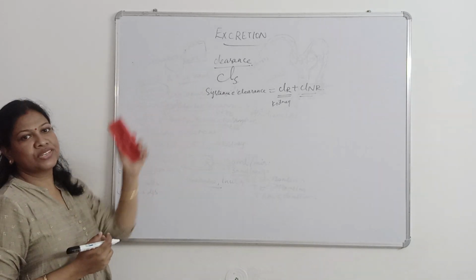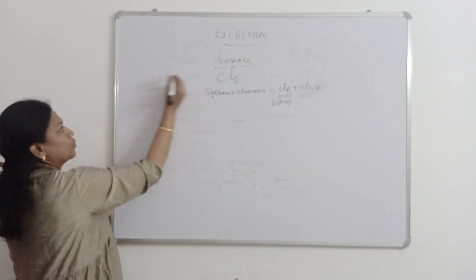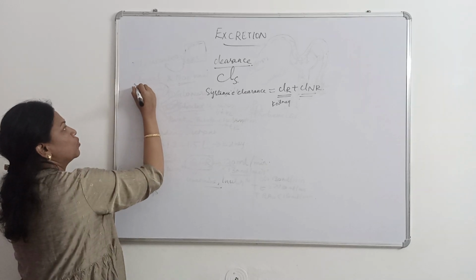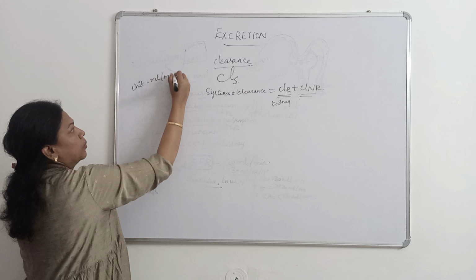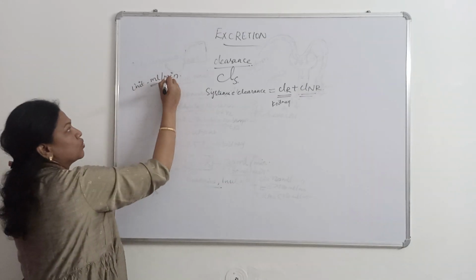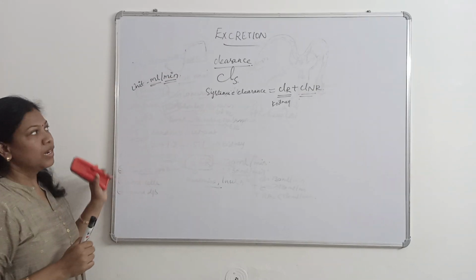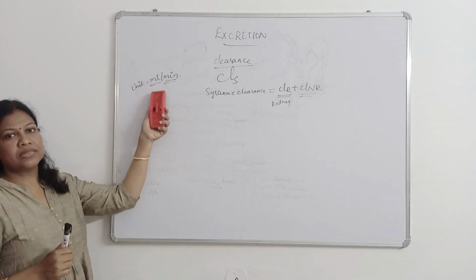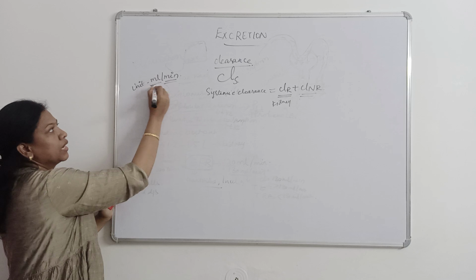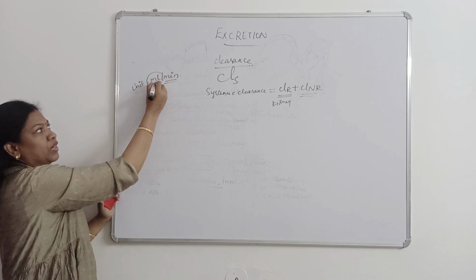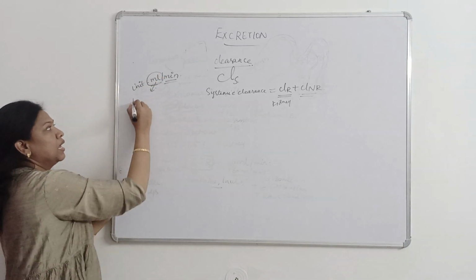Now what is the definition of this clearance? To define this clearance, you must know the unit of clearance. The unit of clearance is ml per minute. Why I asked you to remember the unit is that you can define the clearance by remembering this unit. How? The hypothetical volume of the body fluid. The unit of volume is ml.